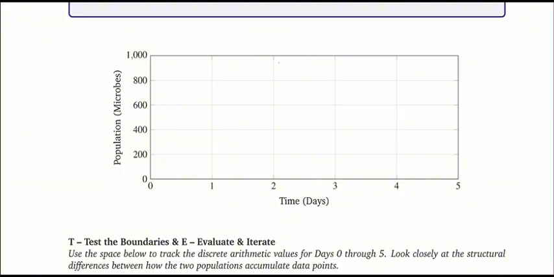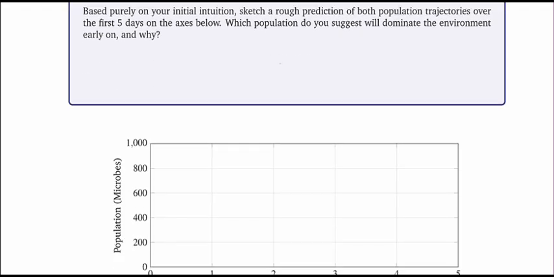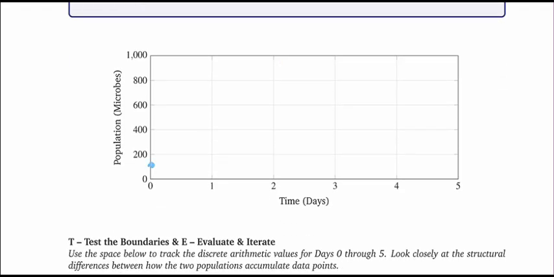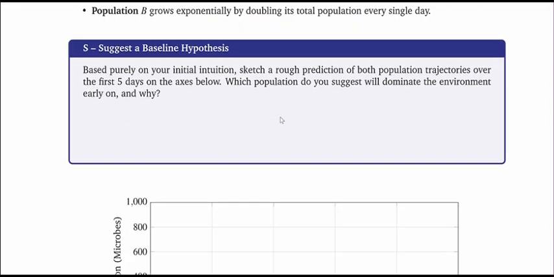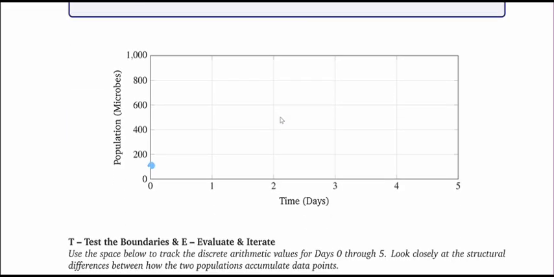Let's talk about population A in blue. On day 0, population A numbered 100 microbes, both of them did, so that's 100, halfway between 0 and 200. On day 1, it grew by 50, so 100 plus 50 makes 150. And on day 2, it grew another 50, so that's 200. If every day it grows by 50, every 2 days it grows by 100. So on day 4, it's going to be 300, etc. And it's growing linearly, like the name implies.